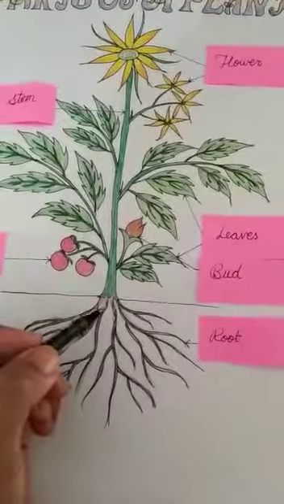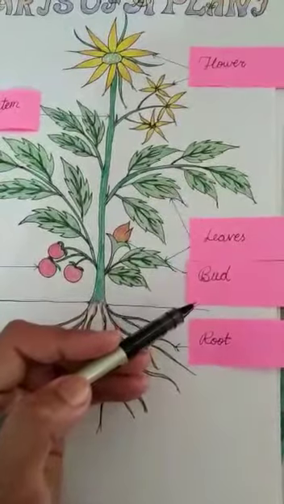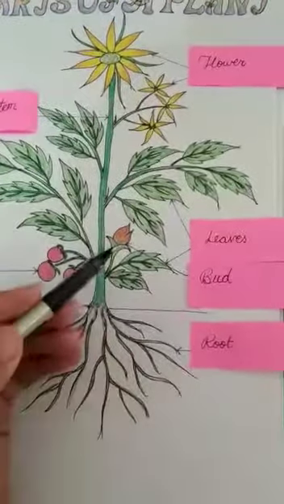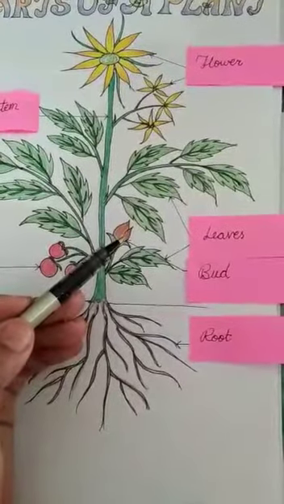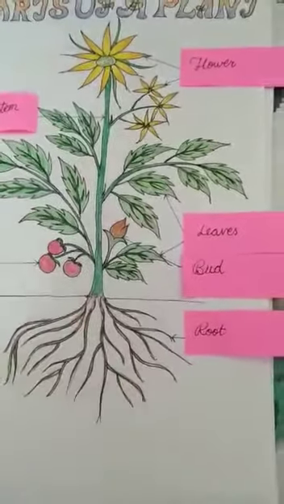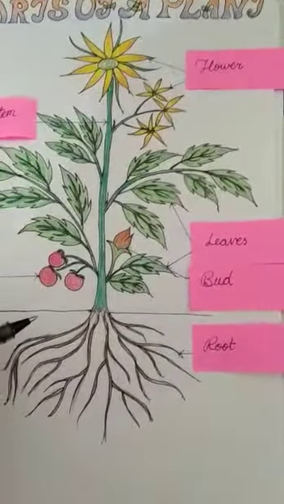After that, the last part is bud. It is an undeveloped part of the plant. It generally grows into a leaf or a flower. In some plants, it is also edible, like in cabbage. It was all about the different parts of the plant and the functions performed by them.